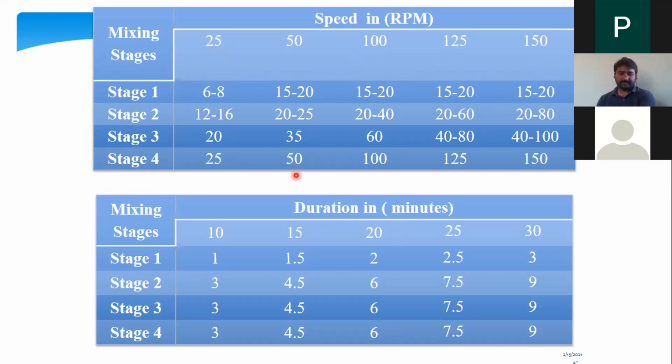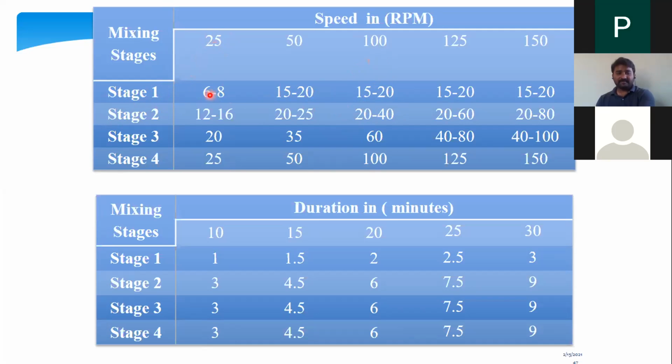So once we finalized that, we needed to finalize the speed as well as how much duration I should mix. So for speed, we have taken 25 RPM, 50 RPM, 100 RPM, 125 and 150 RPM. And at stage 1, these are the different times that we have selected. All this is based on trial and error. Depending upon what we observe in field conditions, we have changed different things, and finally we have arrived at these speeds.